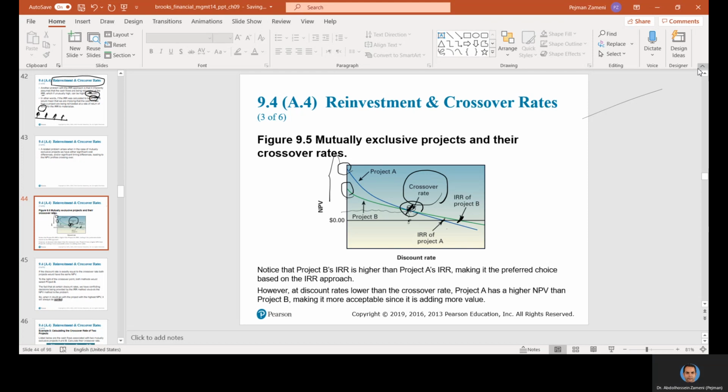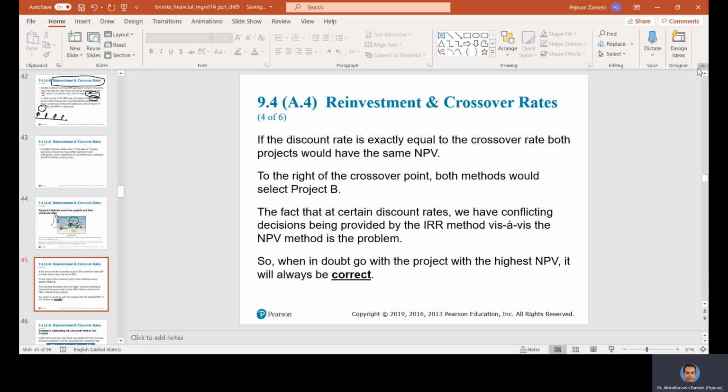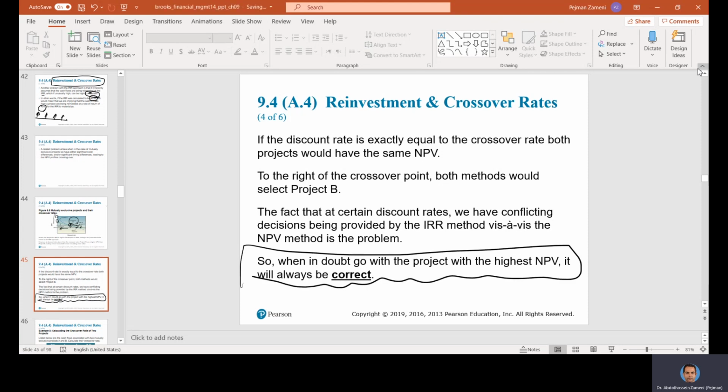See here? This is the right side of the crossover. Here it talks about the left side of the crossover rate. The fact that at certain discount rates we have conflicting decisions from the IRR method versus the NPV method is the problem. So when in doubt, go with the project with the highest NPV. It will always be correct. Okay? When we have these issues, we always refer to the NPV.